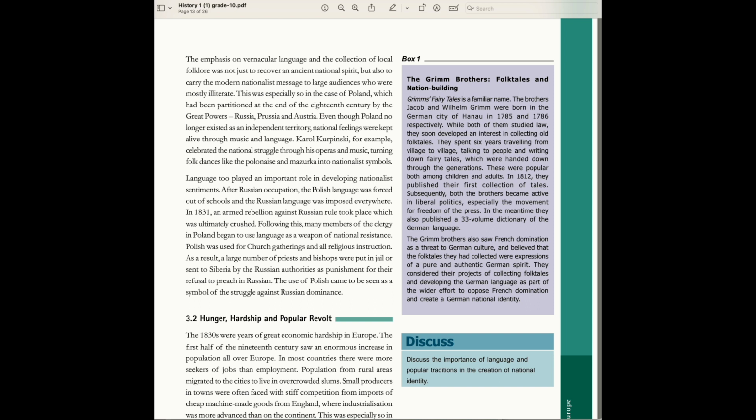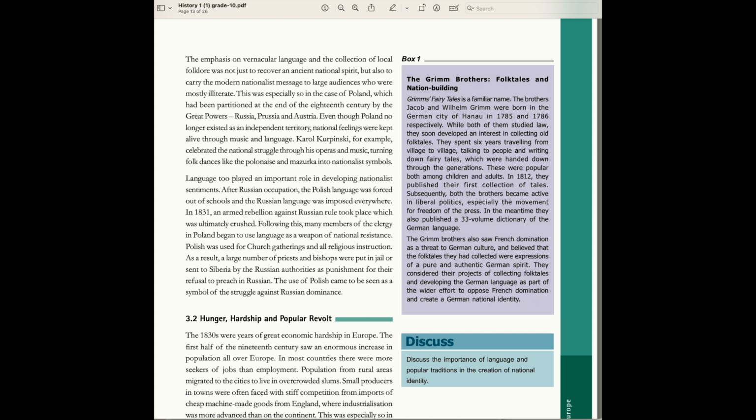After Russian occupation, the Polish language was forced out of schools and the Russian language was imposed everywhere. In 1831, an armed rebellion against Russian rule took place, which was ultimately crushed. Following this, many members of the clergy in Poland began to use language as a weapon of national resistance. Polish was used for church gatherings and all religious instruction.